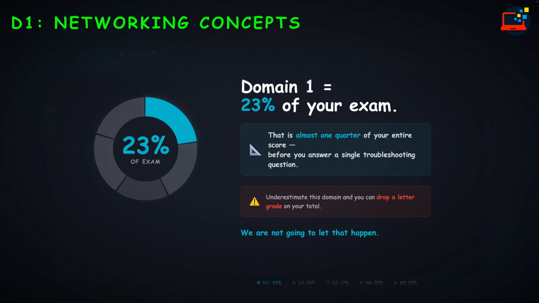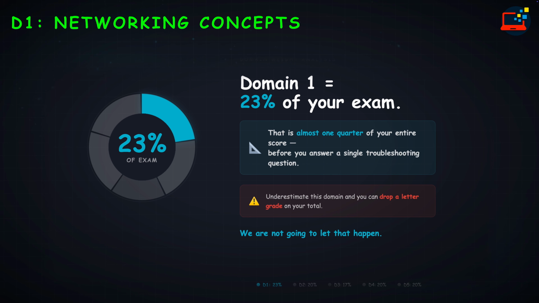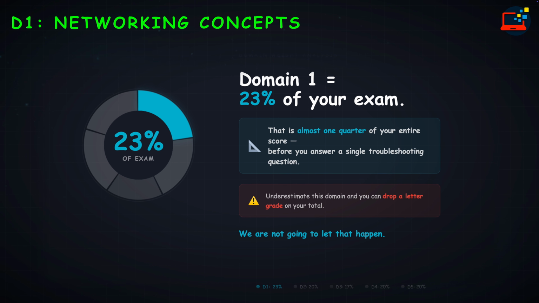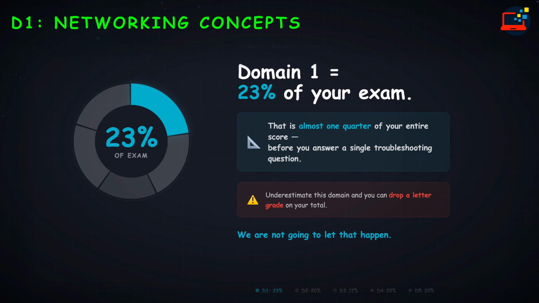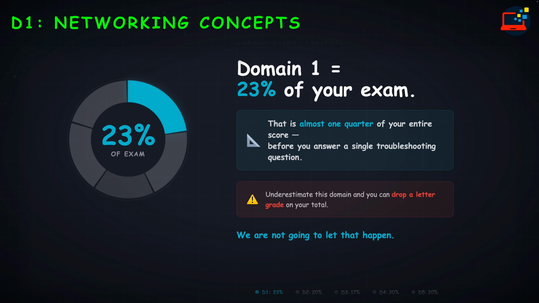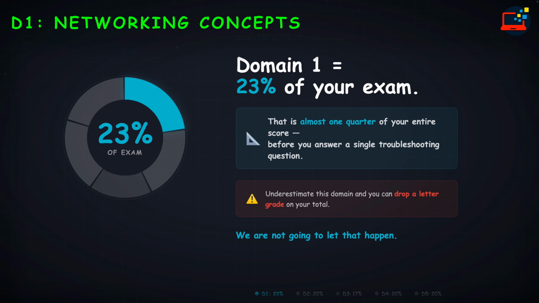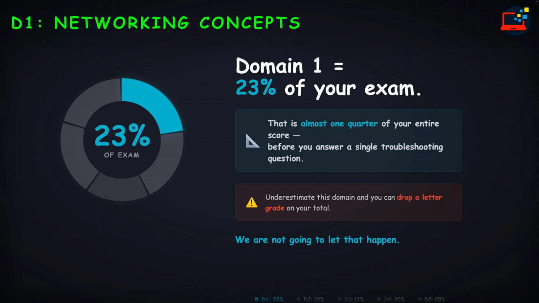Domain 1 is 23% of your exam. That is almost a quarter of your total score. If you underestimate this domain, you can drop a letter grade on your total before you have even touched a troubleshooting question. We are not going to let that happen.